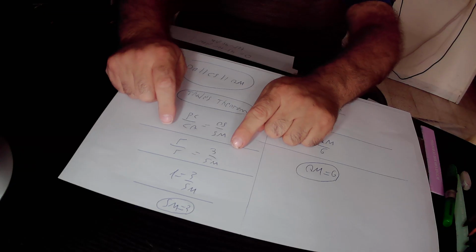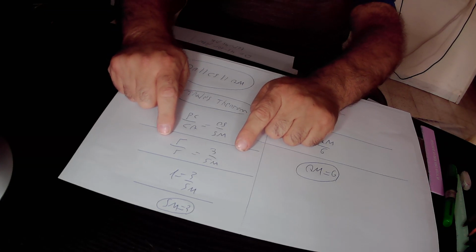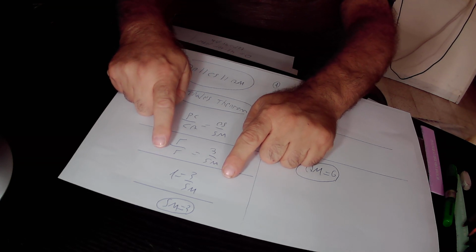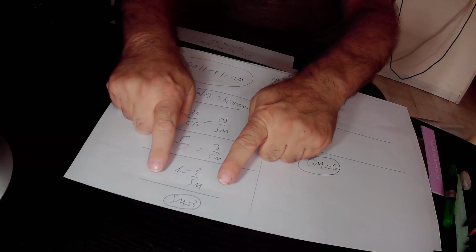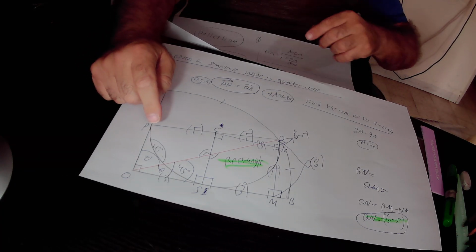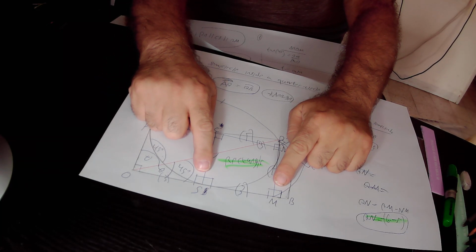So in total, R over R equals 3 over SM. R over R is 1, so 1 equals 3 over SM. Here we multiply this equation by SM, and we find that SM equals 3 in length. This is line segment SM, which equals 3 in length.